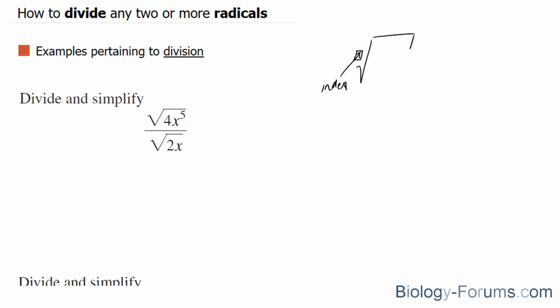In this particular example, we have the square root of 4x to the power of 5 divided by the square root of 2x. Now, in a case like this, since the indices are the same, you can house them underneath one radical. And now you can divide the numbers. 4 divided by 2 is 2. X to the power of 5 divided by x is equal to x to the power of 4. So now you have the square root of 2 times x to the power of 4.